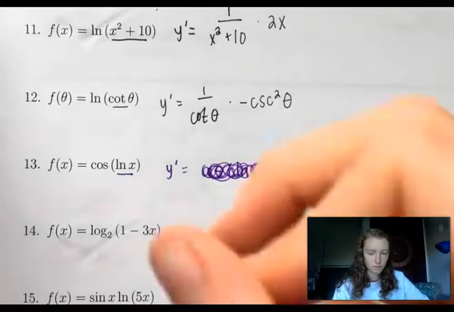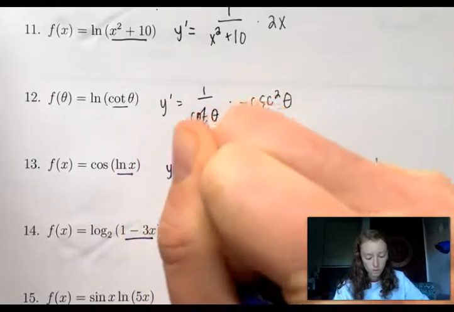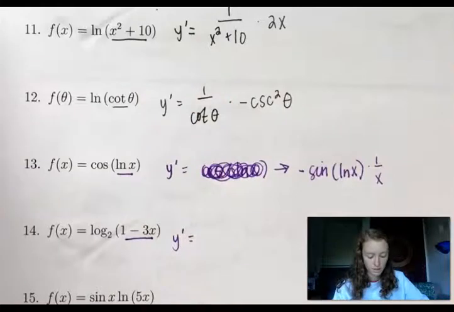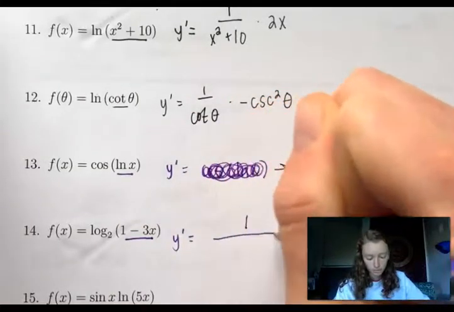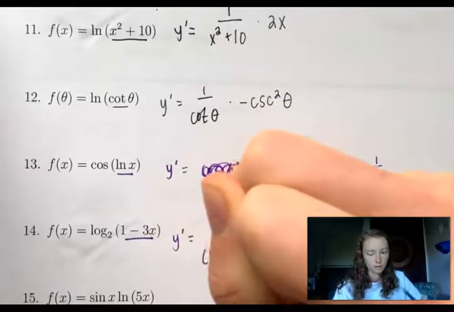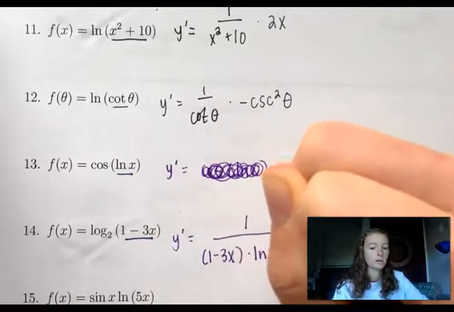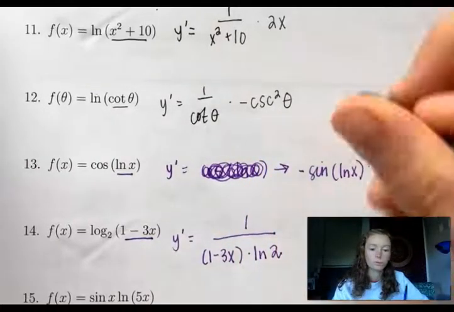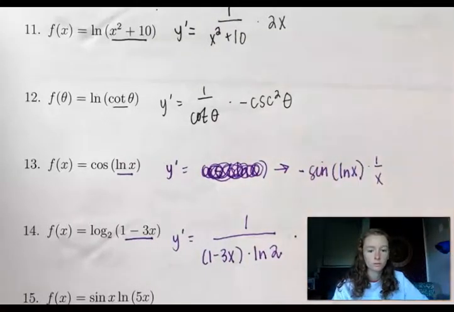Okay, 14. This question isn't usually asked, but it's a log base a rule. So the derivative of log base a of x is always 1 over ln a times x. So you're going to write 1 over ln of a, which is 2 here. And then you multiply it by the thing in the parentheses, which is 1 minus 3x, and then you do the derivative of the thing in the parentheses, which is negative 3.